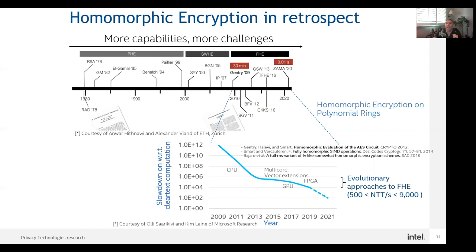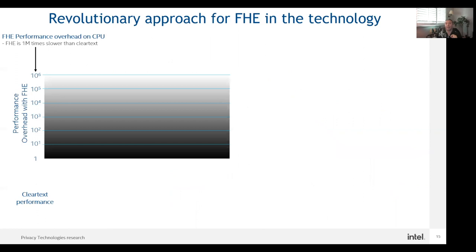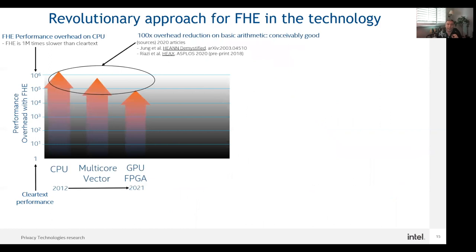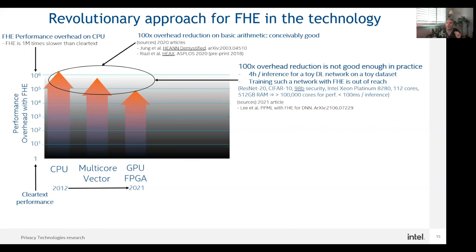And so what happens is that these 10,000 number theoretic transforms per second are not nearly sufficient to get close to clear text performance. And the result of this is the following. In 2012, homomorphic encryption was a million times slower than clear text on CPU. Looking at all that has been done on existing hardware, even though there seemed to be a reduction of two orders of magnitude in overhead on the basic arithmetic, you remember from some of the previous slides that it's not about the arithmetic; it's about the complexity of the algorithms for ciphertext and noise management operations. So, if you do it honestly, without ever decrypting, then it turns out that this additional overhead is not really good enough in practice.